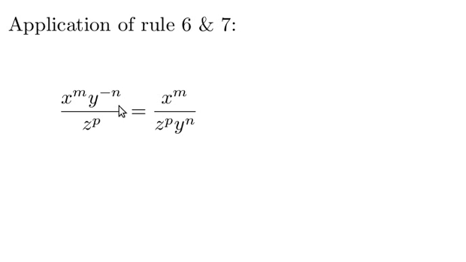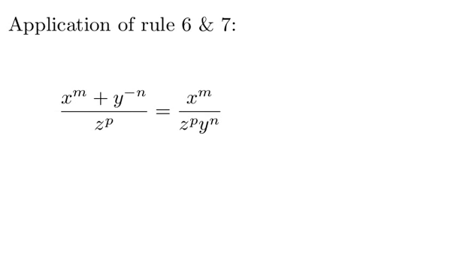So now we can see that we have x to the power of m times y to the power of negative n over z to the power of p. That y to the power of negative n can just be moved down as long as it is a factor. This will not work if it's y to the power of n plus something. If there was a plus in between, then this would not be equal. This sign means not equal, so that's a no-no. It doesn't work that way.